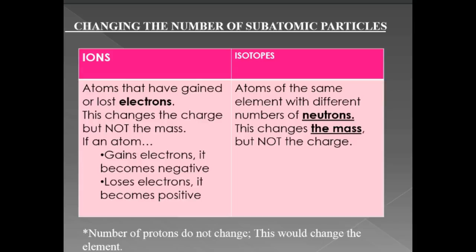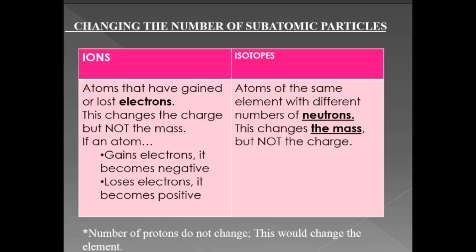An atom that has gained or lost electrons is called an ion. When you change the number of electrons, you're changing the charge, but not the mass of the atom. If you gain an electron, since electrons are negative, you're going to become negative. If you lose an electron, since you're losing a negative charge, you're going to become positive. So ions are basically atoms that have a charge, or atoms that have gained or lost an electron. When they gain an electron, they become negative. If they lose electrons, they become positive.